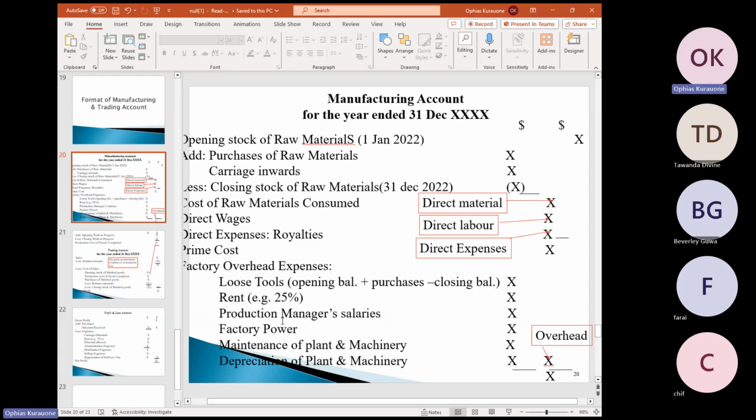Then overhead expense, factory power. You need electricity so that you are able to run your business in a modern way, whereby you need to invest in energy. Then maintenance of plant and equipment: the equipment and the machinery need to be maintained. That is very important. Then depreciation of plant and machinery.